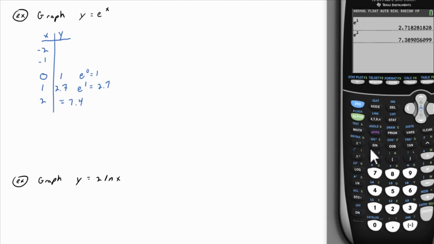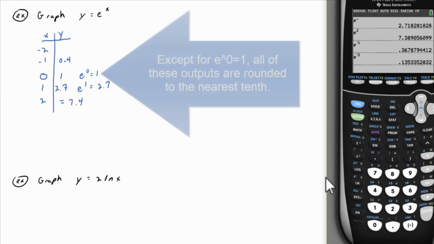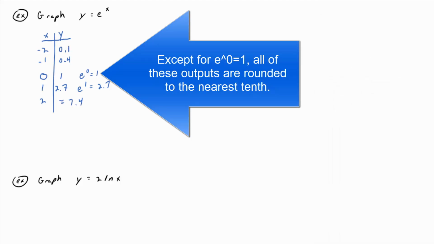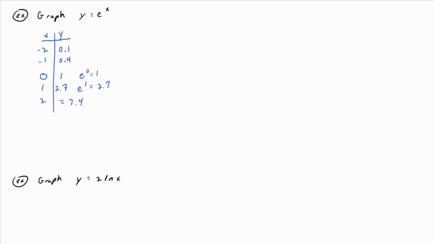What about -1? You guys want to try -1? I think it's like 0.3 something. There you go. So maybe 0.4, I guess, we'll round to. What about -2? 0.1, we round to. Okay, and then just plot those points. Keep in mind where the asymptote should be. We talked about that last week. I'll talk about it again in a second. Plot those points and draw a smooth curve, and you're good.